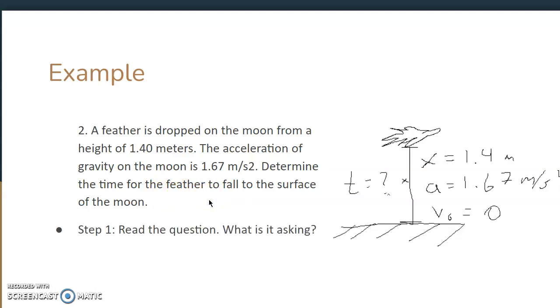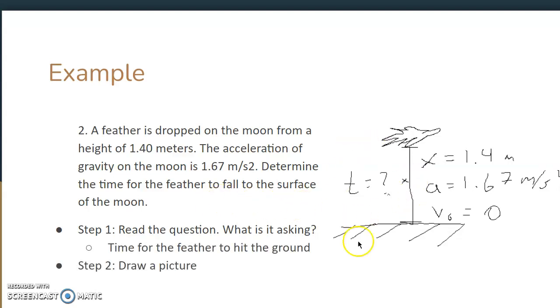So read the question. What is it asking us? We're trying to find the time for the feather to hit the ground. Now, this is when my picture comes in. Again, I was drawing this on my computer, so my feather doesn't look too good, but this is supposed to be a feather. So we can say that our feather is here. I called this distance x because that's our height. I called it x instead of h. Our acceleration, we said, on the moon from gravity is 1.67 meters per second squared. Again, anytime we drop something, it actually has an initial velocity of 0, and we're asked to find the time. So I put time with a question mark.